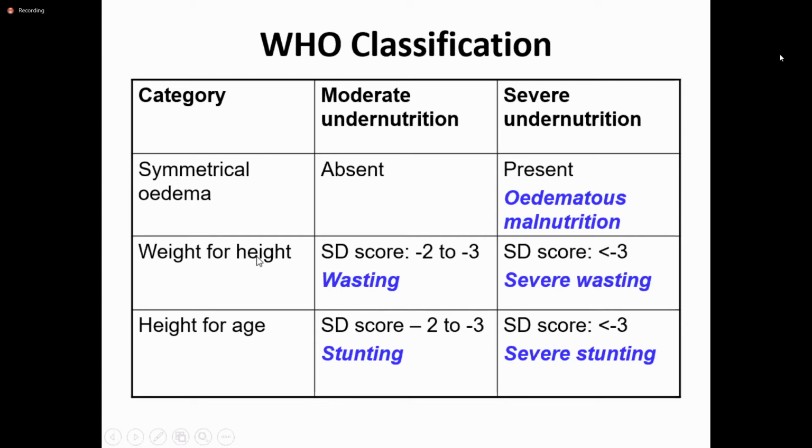This is not weight for age, weight for height, and height for age. So Z score or ST score, -2 to -3, moderate. If it is less than -3, it is called the severe one. And in the severe one, there will be edema. Z score will be less than -3 for both weight for height as well as height for age. And recently they have introduced one new parameter, that is mid upper arm circumference.